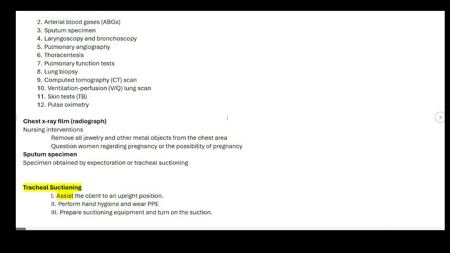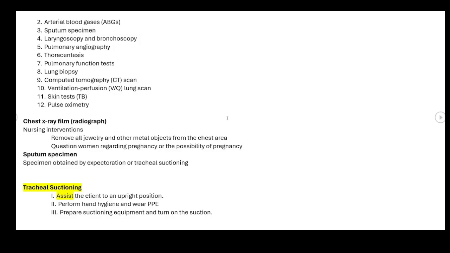So now that we know the general overview of the diagnostic procedures that we have in the respiratory system, I would like us to go into a little more detail of what I have just given you. So the first one, we mentioned chest X-ray. Make sure they're not pregnant and remove all jewelry.